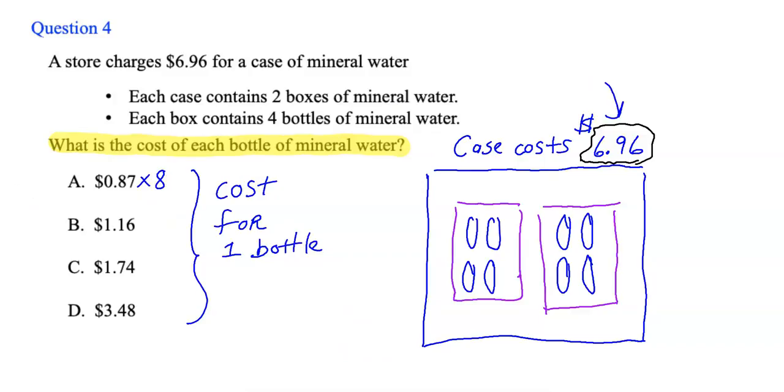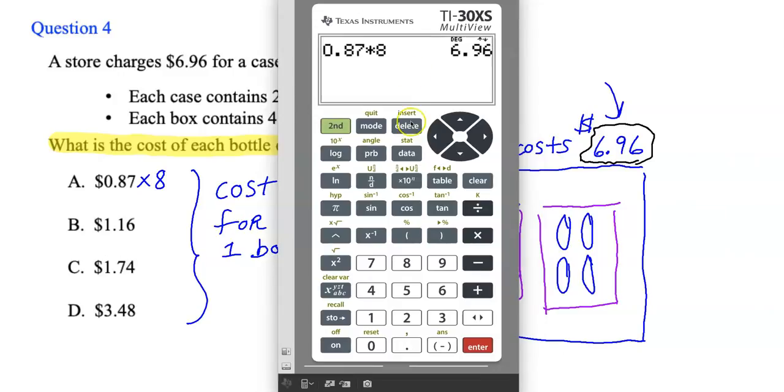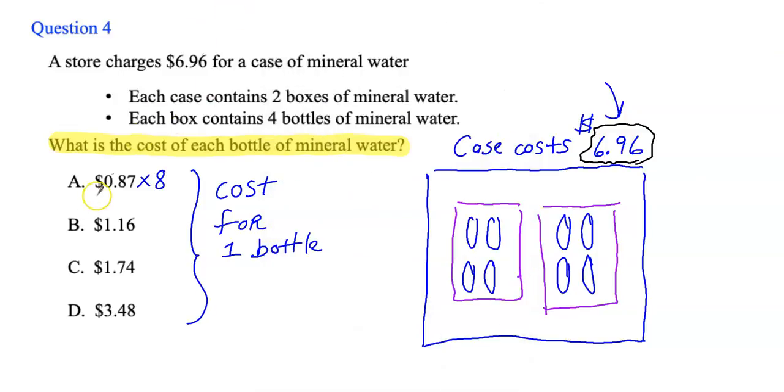So let's do that. 87 cents times 8. Check it out. That matched up on the first go around. So when I take 87 cents times 8 bottles, I get $6.96, which matches up with the total cost, and I'm done. Let's move to the next question.